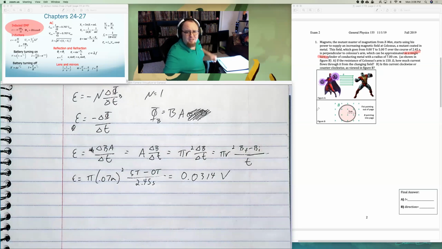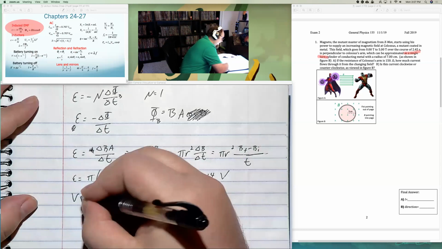Thing is, I didn't ask for the induced EMF. I said, what is the current through his ulm? Now that uses an equation that is not on this sheet over here because it's from an earlier chapter. There's a version of it kind of over there. Nope, it's not in there at all. Huh. But it is an equation I expect you to know, which is Ohm's law. And Ohm's law states V equals IR.